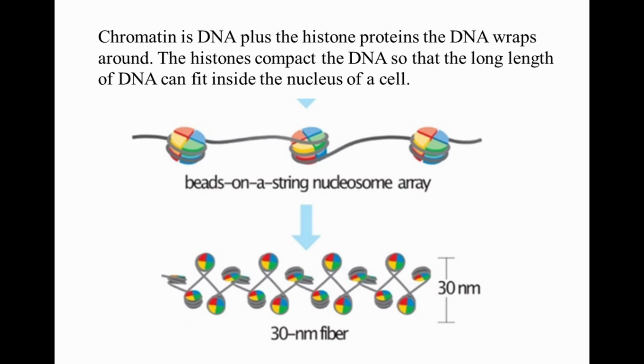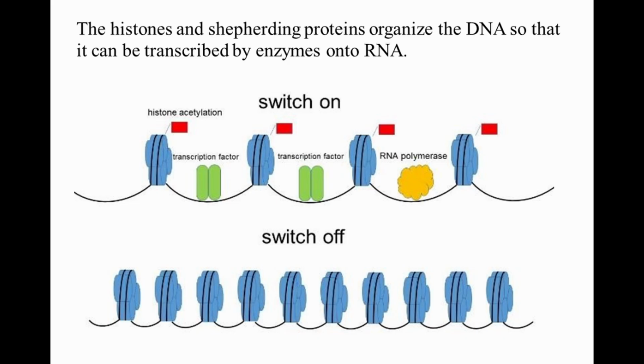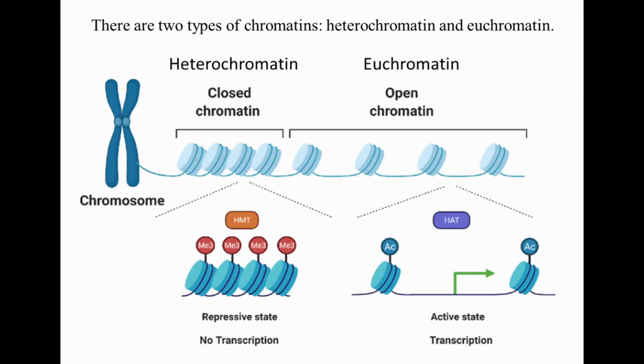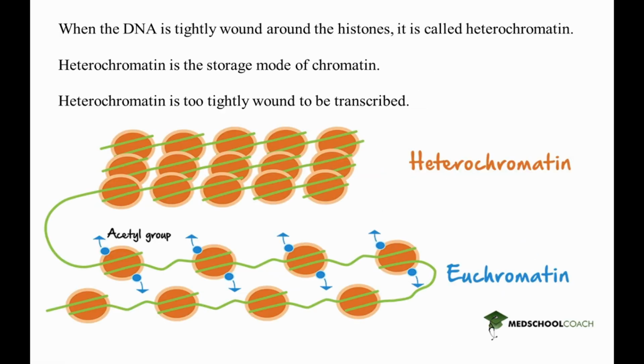So, chromatin is DNA, plus the histone proteins the DNA wraps around. The histones compact the DNA so that the long length of DNA can fit inside the nucleus of a cell. The histones and shepherding proteins organize the DNA so that it can be transcribed by enzymes onto RNA. There are 2 types of chromatin, heterochromatin and euchromatin. When the DNA is tightly wound around the histones, it is called heterochromatin. Heterochromatin is the storage mode of chromatin. Heterochromatin is too tightly wound to be transcribed.